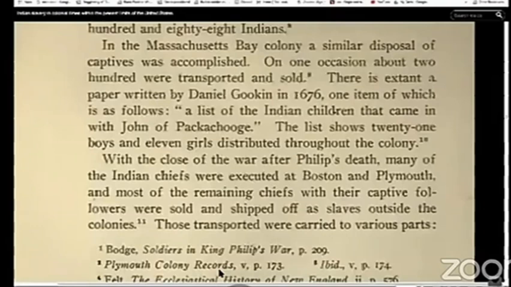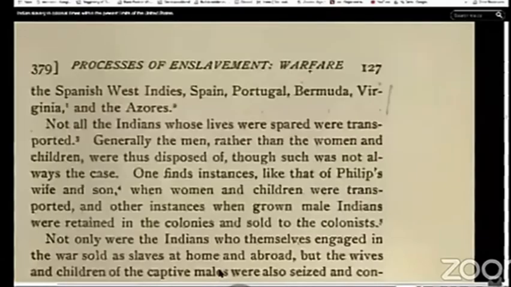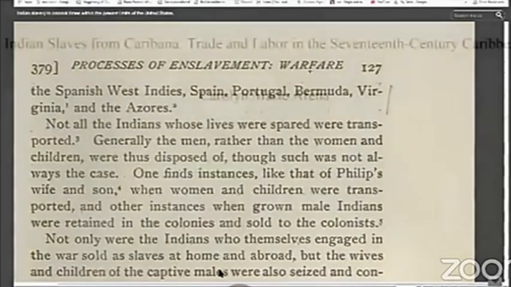Those transported were carried to various parts: the Spanish West Indies, Spain, Portugal, Bermuda, Virginia, and the Azores. All right? See all the places where American Indians were sent to be servants or so-called slaves. The Spanish West Indies, Spain, Europe, Portugal. We're talking about Seville and Lisbon. These were huge slave markets, especially for American Indians. Bermuda, Virginia, and the Azores.